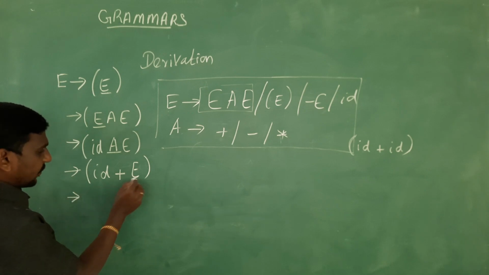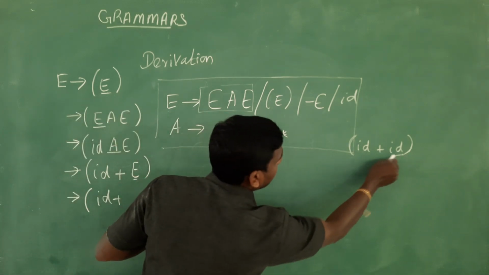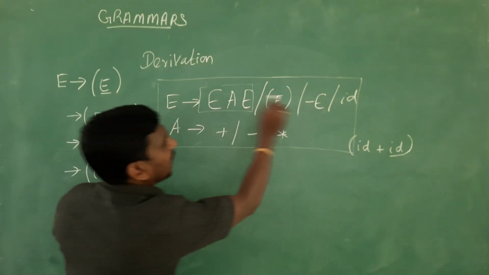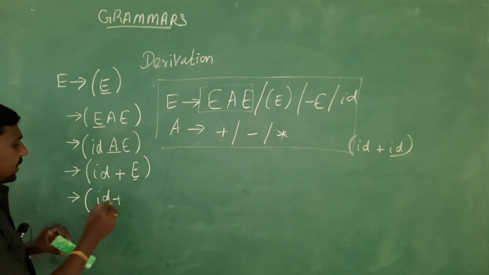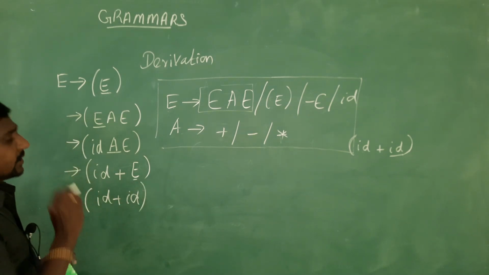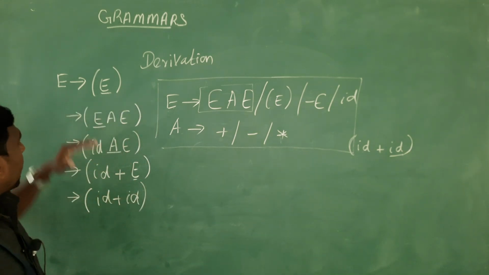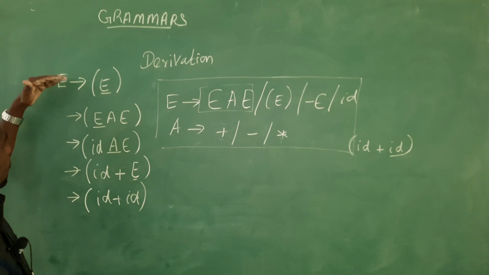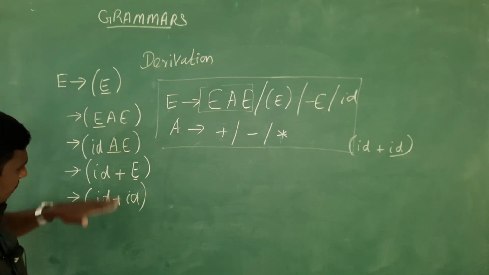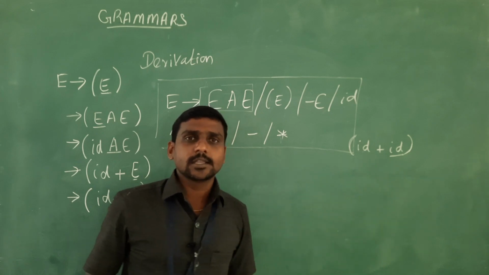Okay, now E is there. For this E, I need ID. I will check whether E has ID. Yes, E has the production ID. So ID plus ID and close brace. Okay, so this is called a derivation. I can expand a start symbol production, and I got the output, that means the given output. So that is called a derivation.